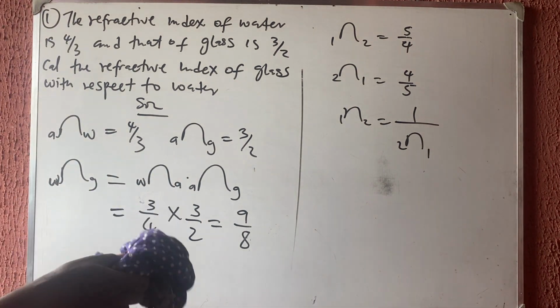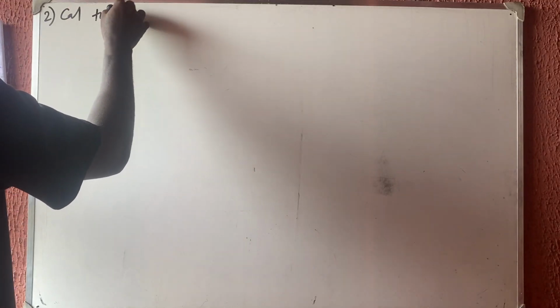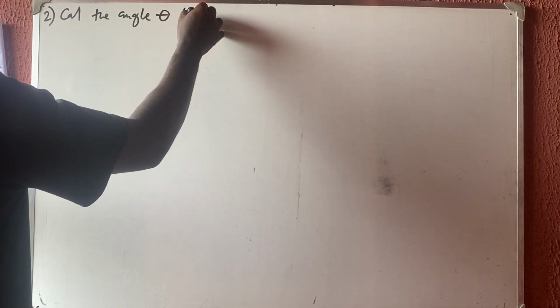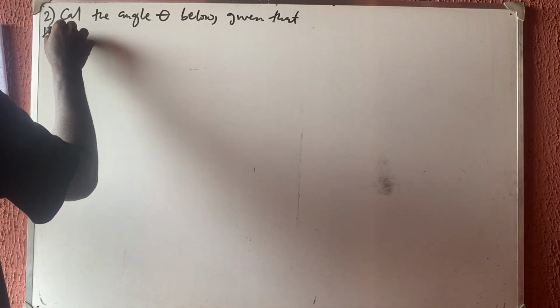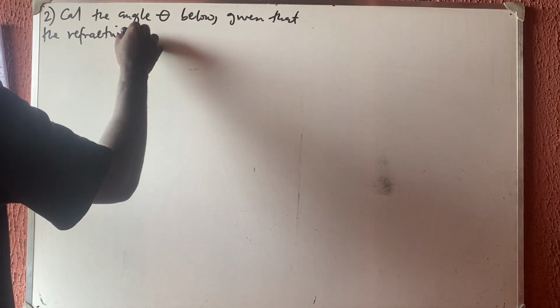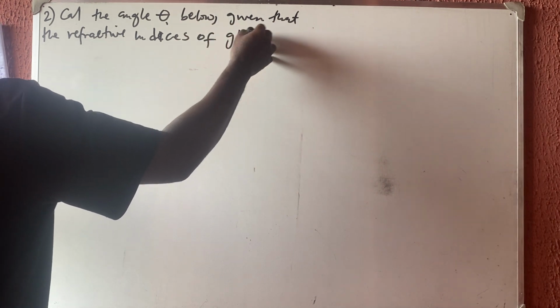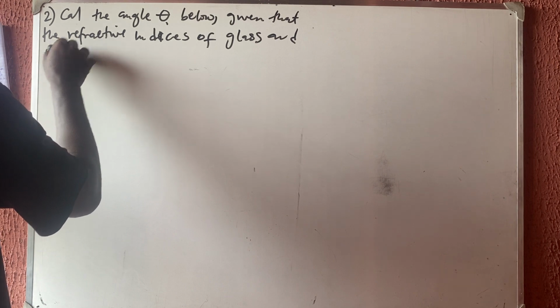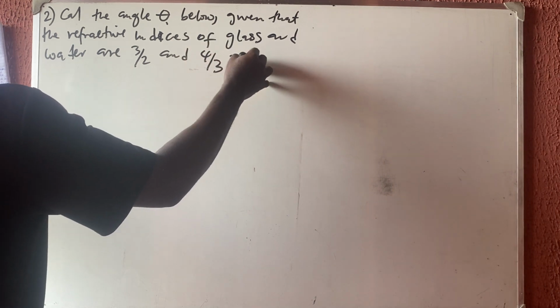So question number 2. You see, this is very, very simple. Question number 2 says: calculate the angle theta below, given that the refractive indices of glass and water are 3/2 and 4/3 respectively.